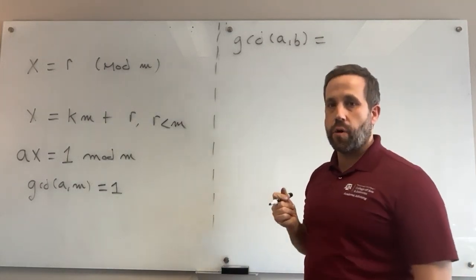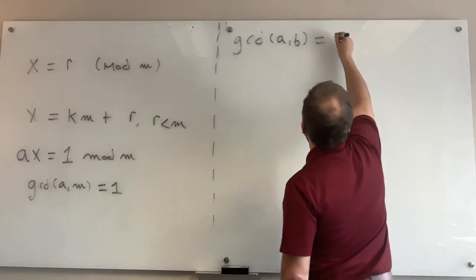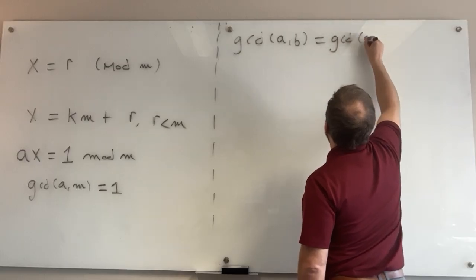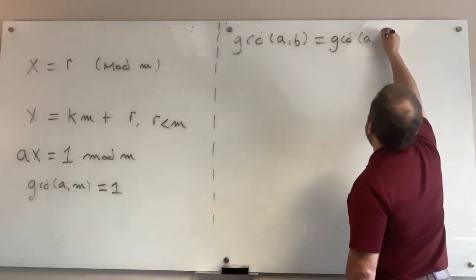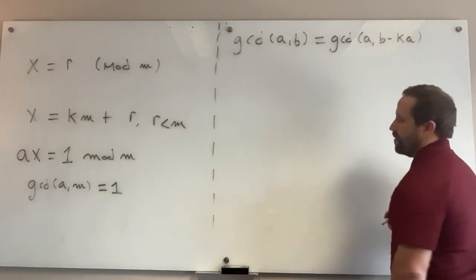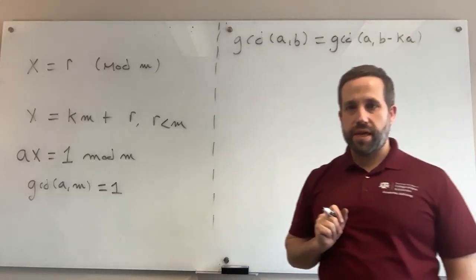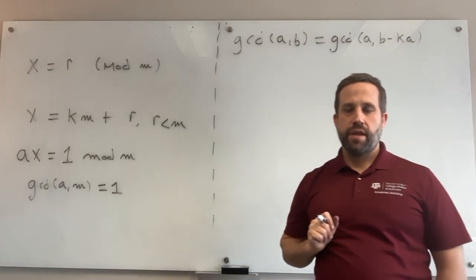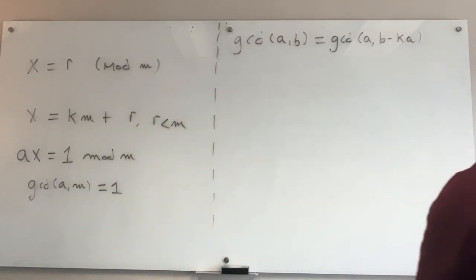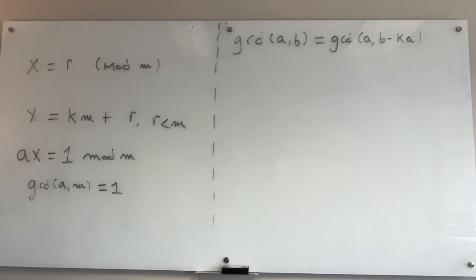Now here's a fact that I'm going to use but not prove. The GCD of A and B is equal to the GCD of A and B minus some integer multiple of A. And I'm going to be assuming that B is greater than A as well. Like I said, I'm not going to prove that, but it might be an interesting thing for you to talk about on one of the discussion posts.